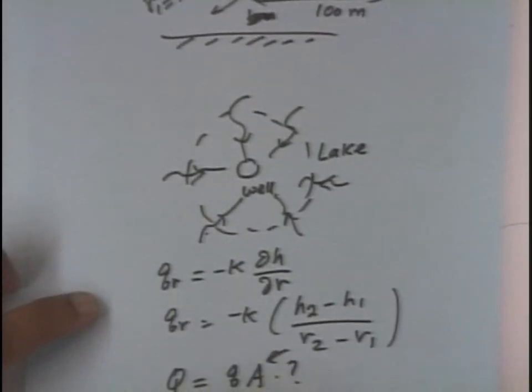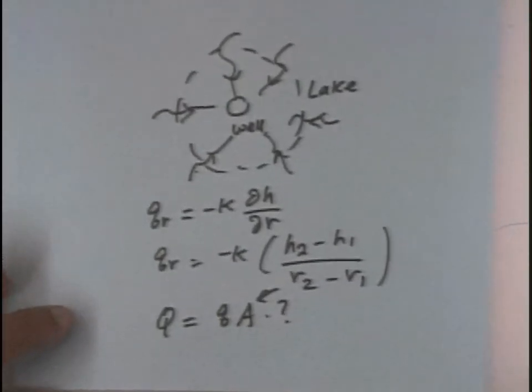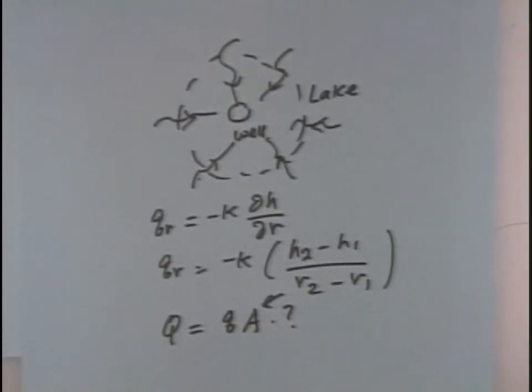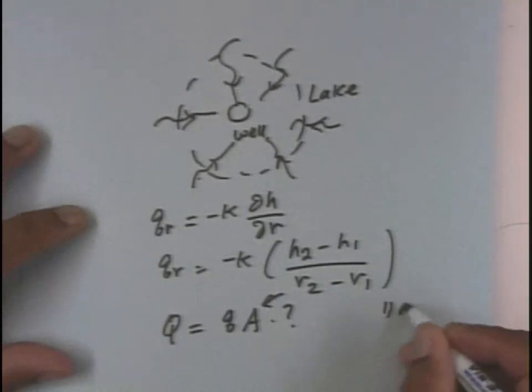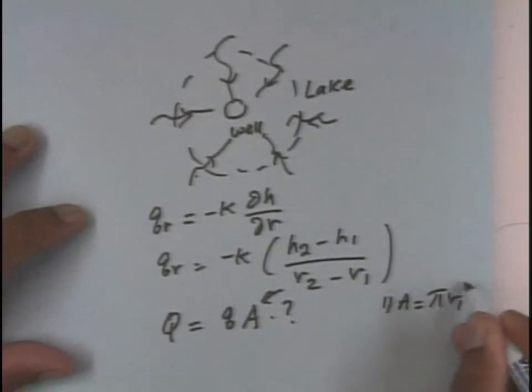What is A? What is A in this problem? Radius of the well? The radius cannot be A. So it's pi r squared? Small pi r squared? Okay, the answer is A is pi r squared, pi r1 squared, right? So the answer one is A equal to pi r1 squared.